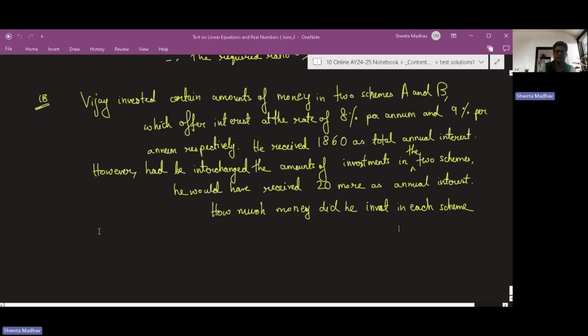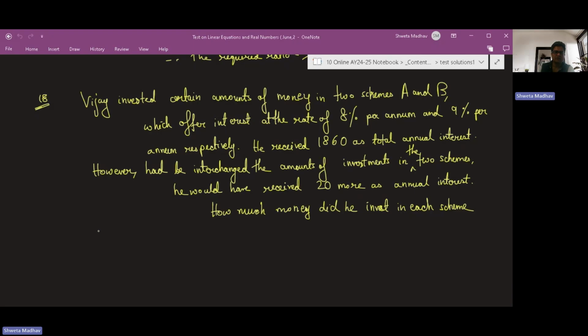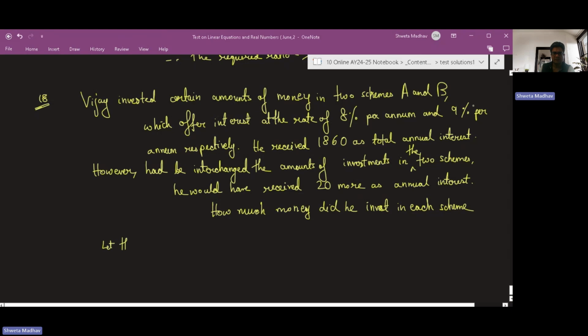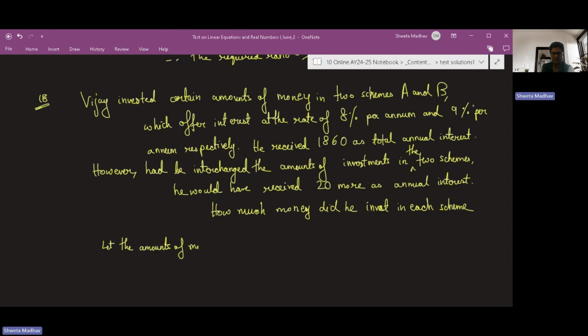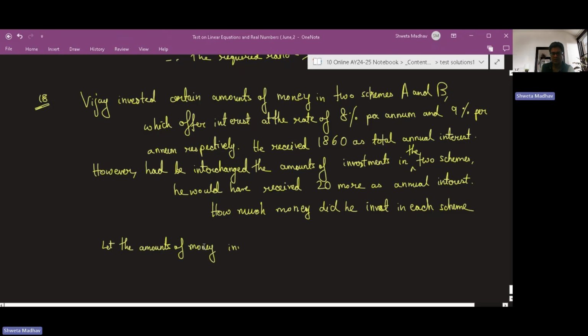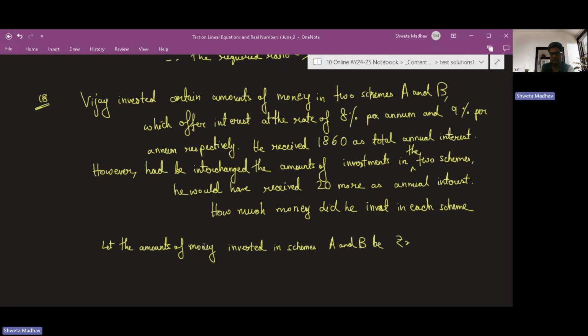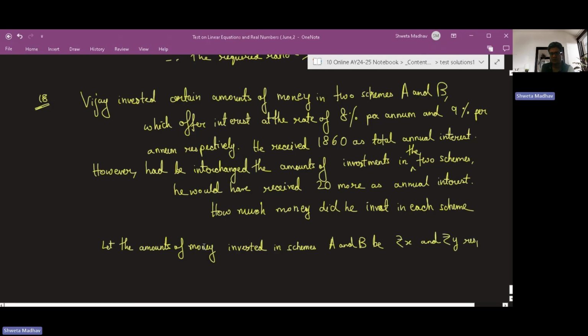Okay, so here it has been told that Vijay invested certain amounts of money in two schemes A and B. So let us state that the amounts of money invested in the schemes A and B be rupees x and rupees y respectively.